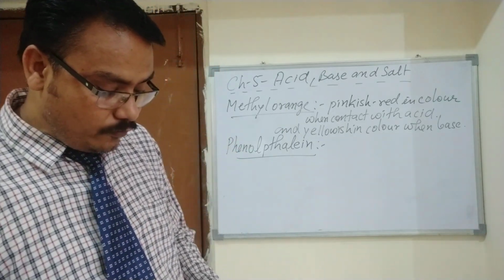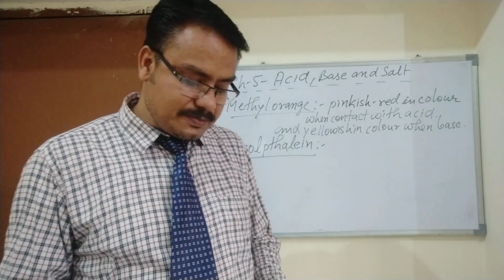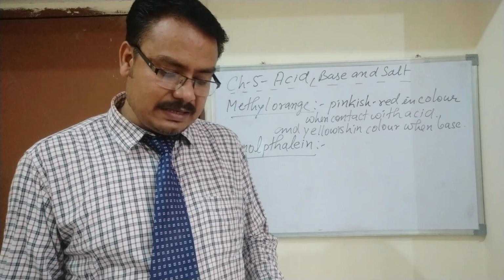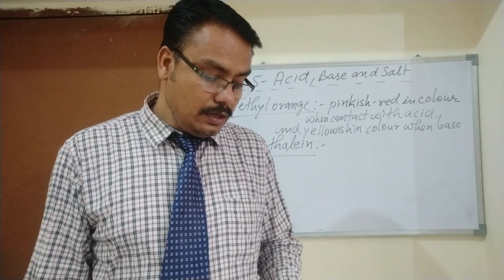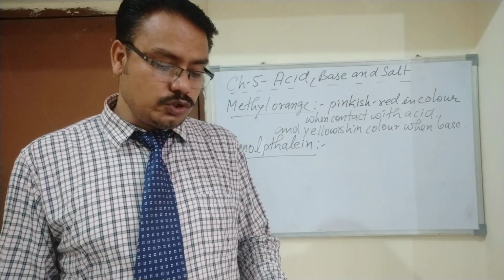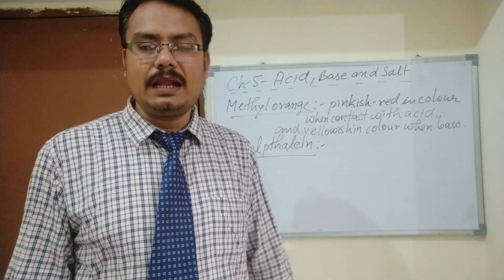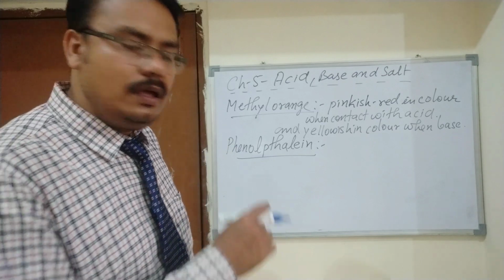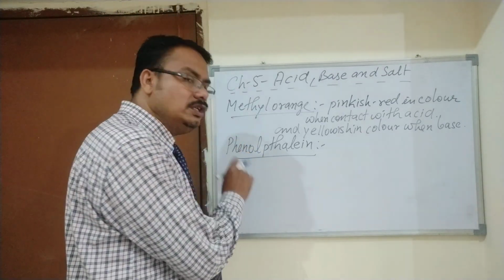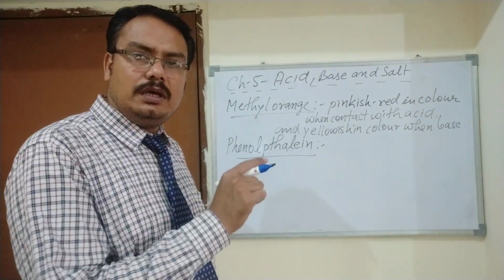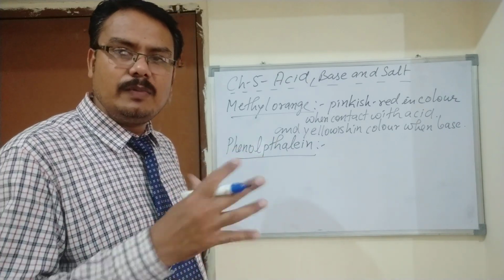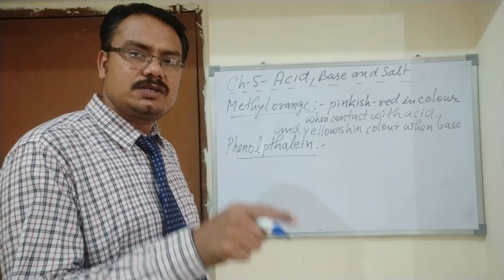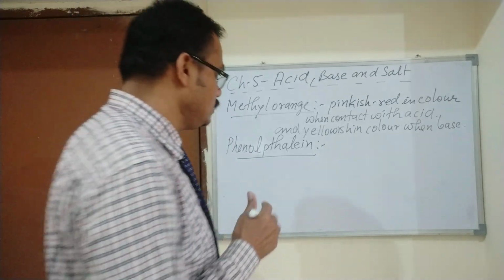Now students, about phenolphthalein. This substance is also used as an acid base indicator. It is colorless in acidic solution but turns pink in alkaline solutions. When this indicator is put in a solution and the color doesn't change, it remains colorless, that means the solution is acidic in nature.